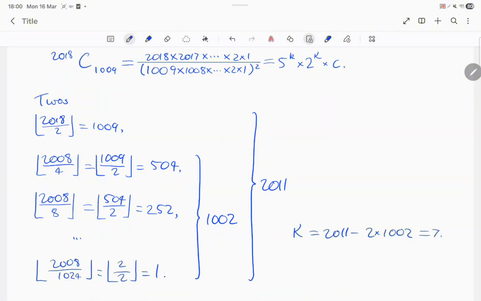Firstly, we will evaluate the number of 2's in this expression. There are 1009 even numbers, 504 multiples of 4, 252 multiples of 8, etc., and all the way up to 1 multiple of 1024. In total, the numerator has 2011 2's in its prime factorization, and the denominator has 1002 2's in its prime factorization, but it needs to be squared. Thus, big K is equal to 2011, take away 2 times 1002, which is equal to 7.